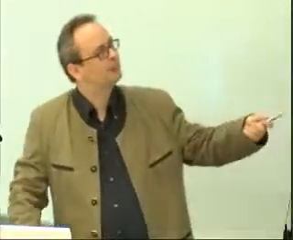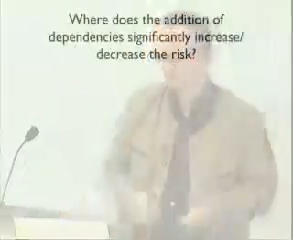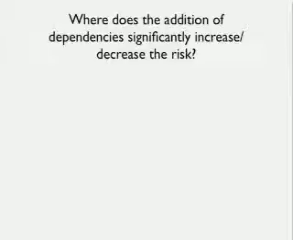So basically, what do we mean when we say, are there features that increase or decrease the risk? Well, what we mean is, when we add dependencies, when we go to packages that have more dependencies than other packages, and we look at packages that have one more dependency, does the risk go up or down? So where does the addition of dependencies significantly increase or decrease the risk?